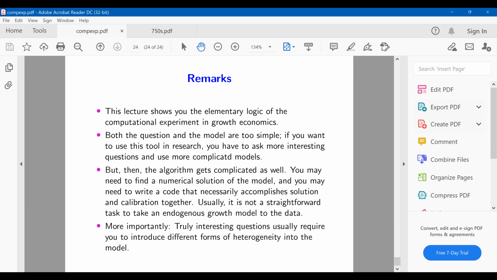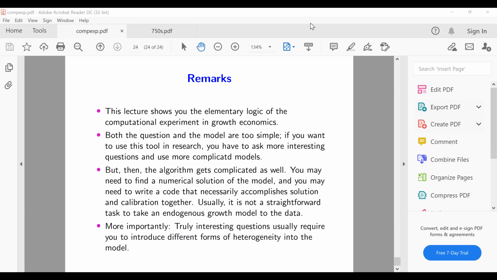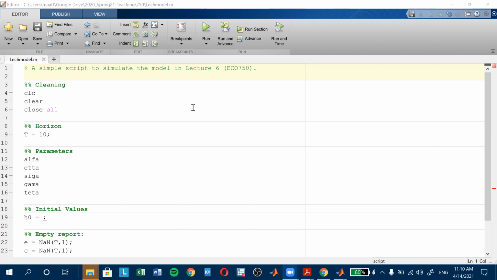So let me show you how you can run this model in MATLAB. During the break, I was compiling this file because you asked for it. So in MATLAB, this is a simple script. Of course, I'm not sharing it right now, so you cannot see. Let me share my screen altogether.